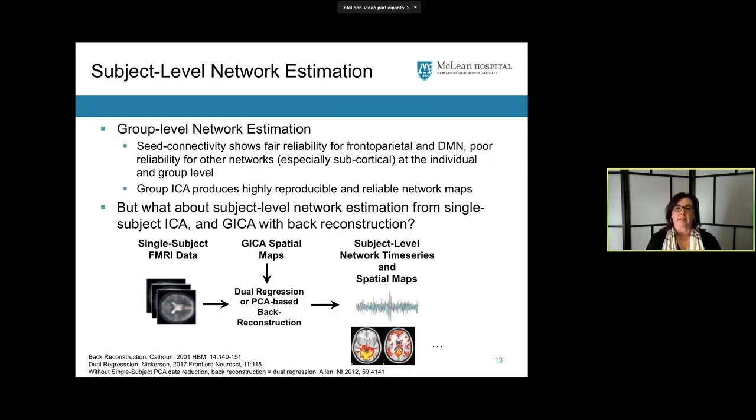So for group level network estimation, seed connectivity shows fair reliability for frontoparietal and default mode networks and poor reliability for the other networks, especially subcortical, at the individual and group level. Group ICA produces highly reproducible and reliable network maps. But what about subject level network estimation from single subject ICA and from group ICA, in which we use a back reconstruction technique like dual regression or PCA based back reconstruction to identify these subject level network maps corresponding to our group networks?